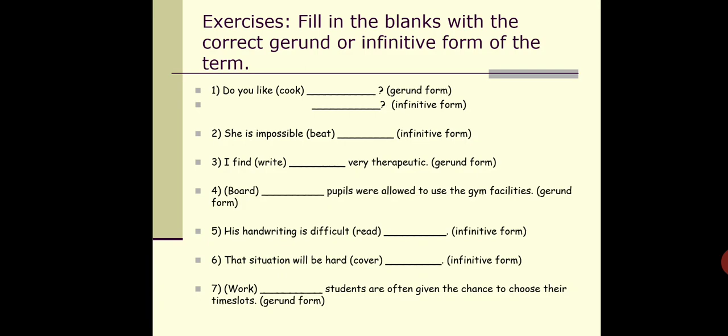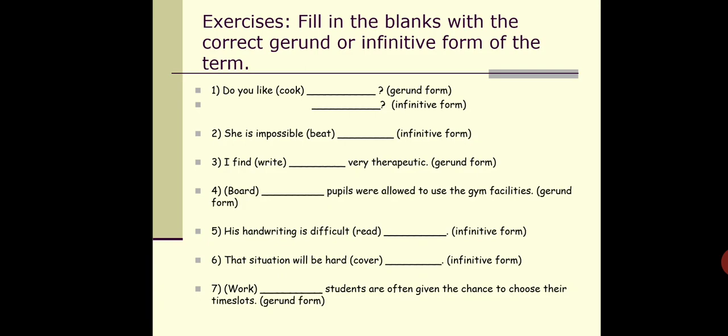Anong gerund for infinitive form ng cook? To cook. Okay, it's simple, di ba? Ang gerund ends with ing. Ang infinitive, it's to plus the base form of the verb without es, without en, without ed, without anything. It's just the simple form, the plain, the basic form of the verb without adding anything to it.